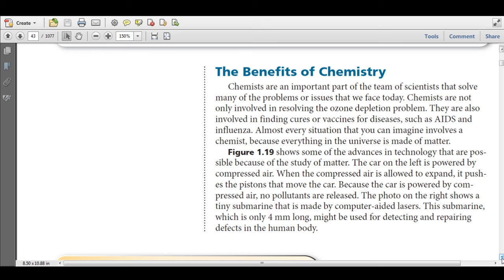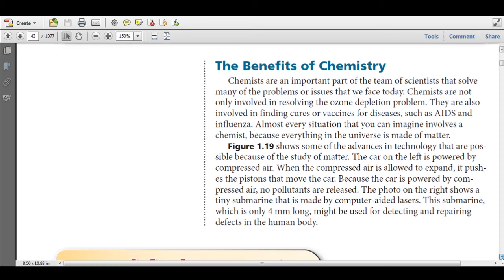Some cars are powered by compressed air. When the compressed air is allowed to expand, it pushes the pistons and the car is able to move. Because the car is powered by compressed air, no pollutants are released. Submarines could also be guided by lasers. This submarine is only 4 millimeters long and might be used for detecting and repairing defects in the human body.